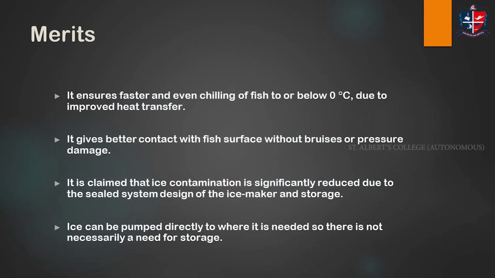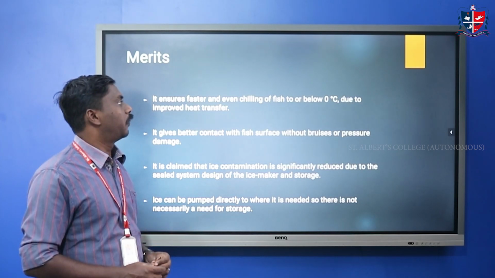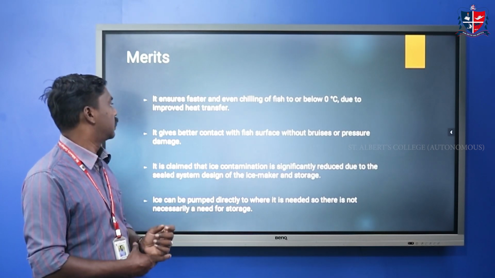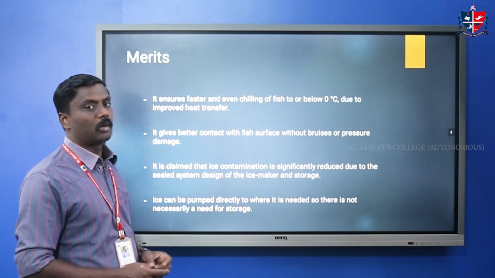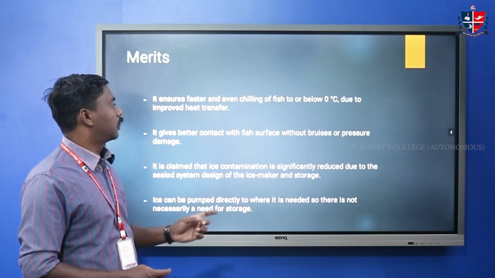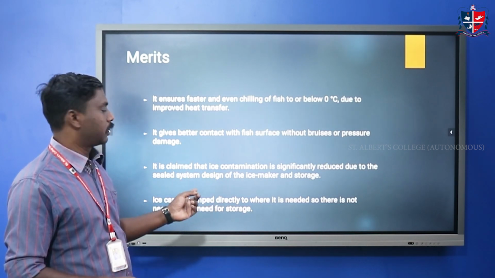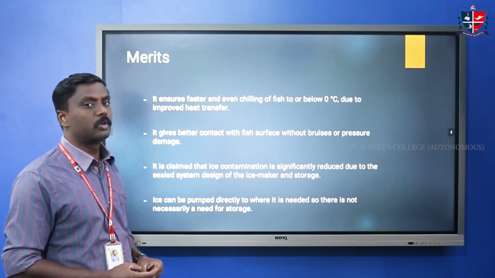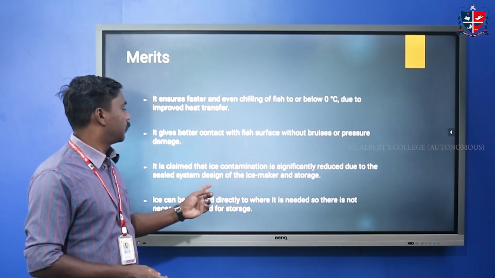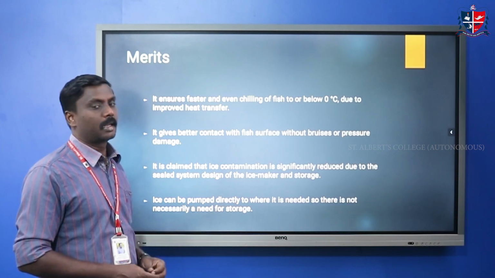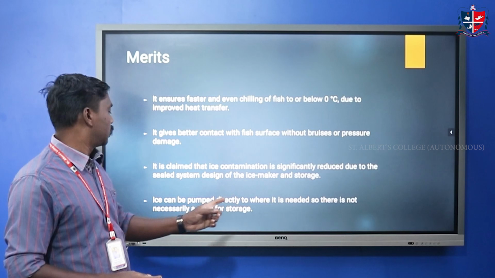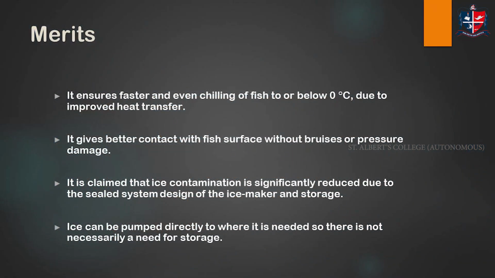And what are the merits of slush ice? It ensures faster and even chilling of fish to or below 0 degrees Celsius due to improved heat transfer. It gives better contact with the fish surface without bruises or pressure damage. It is claimed that ice contamination is significantly reduced due to the sealed system design of the ice maker and storage. It can be pumped directly to where it is needed, so there is not necessarily a need for storage.